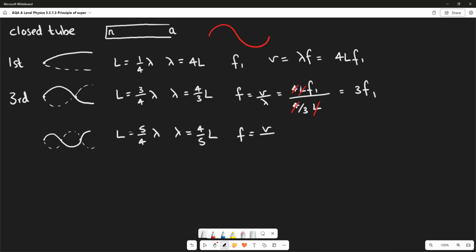Let's calculate the frequency in terms of, so the velocity in terms of the first harmonic has that value, and then the wavelength has this value. Cancel. So this is actually the 5th harmonic.